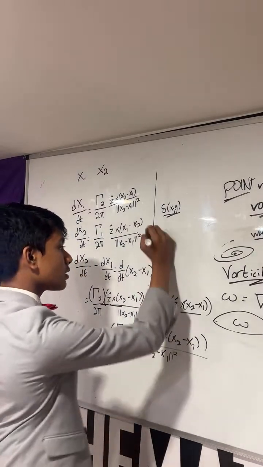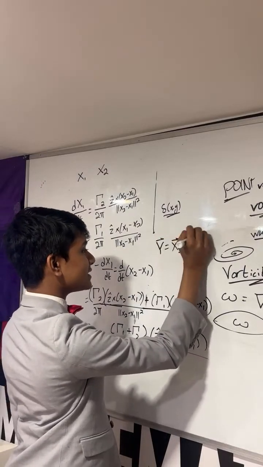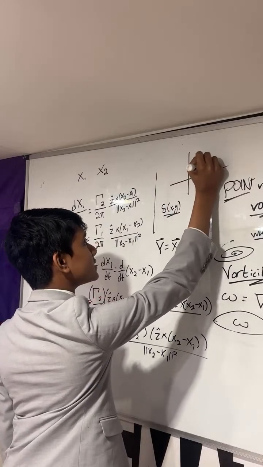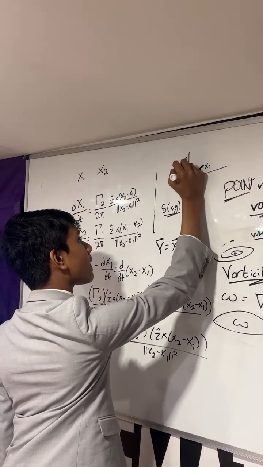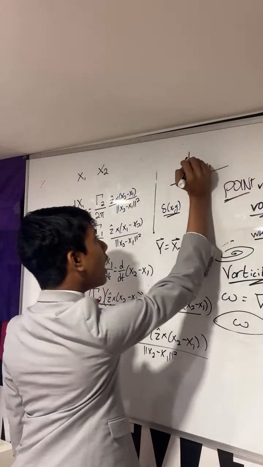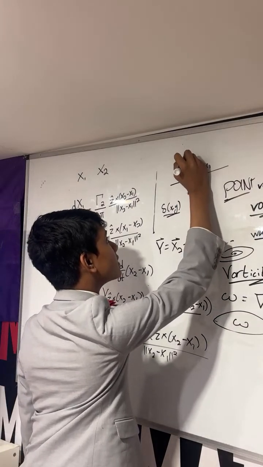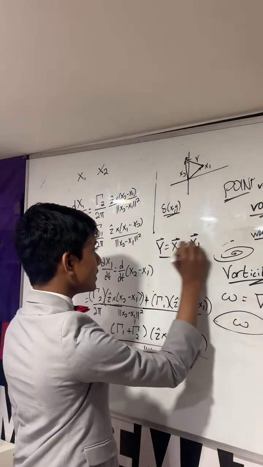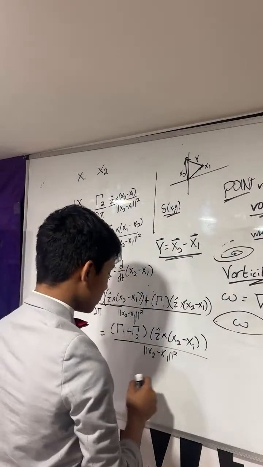Now, let's call x2 minus x1 some new relative position vector y. So if our first vortex is over here and our second vortex is over there, then y is just going to look like x2 minus x1, which is this. So this is a relative position vector of x2 with respect to x1.